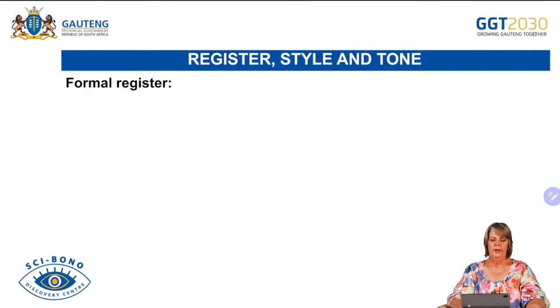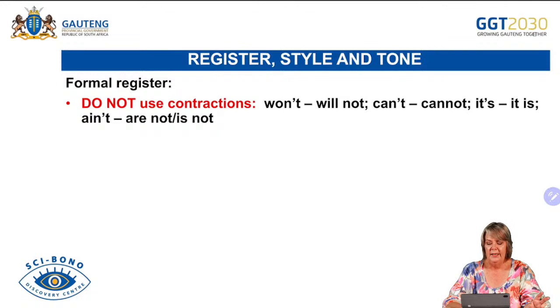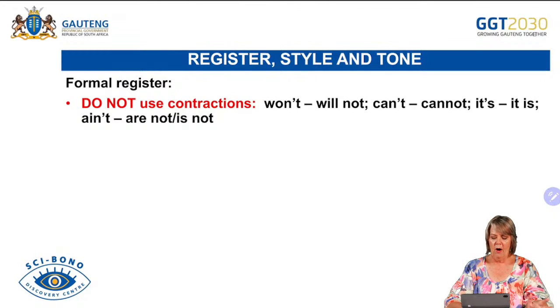Let's refer to register, style, and tone. Now, formal register, you do not use contractions. In other words, won't will not be written, but you will write will not. Can't, cannot, make sure that your spelling is correct. It's, it is, ain't, apart from the fact that it's a horrendous word to use, are not or is not.